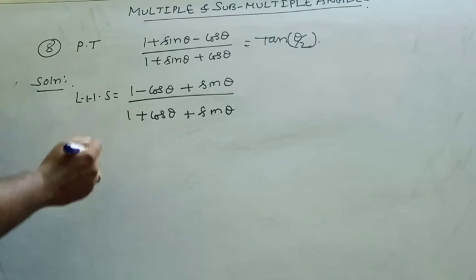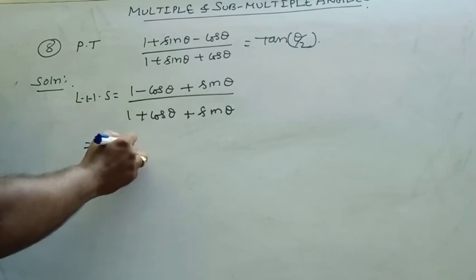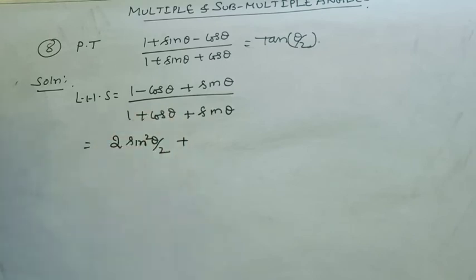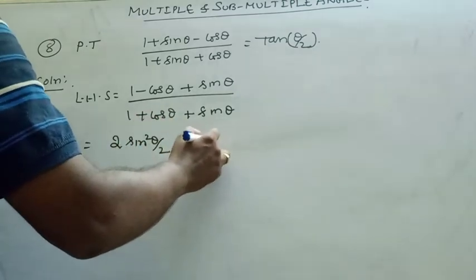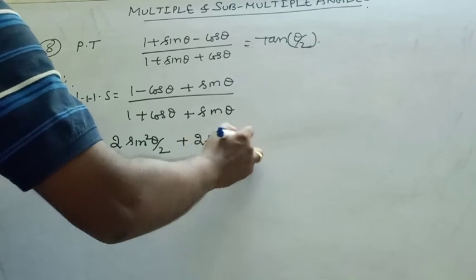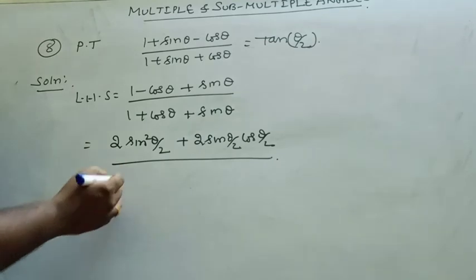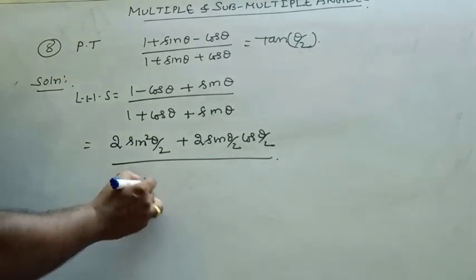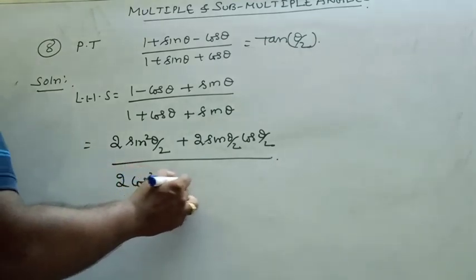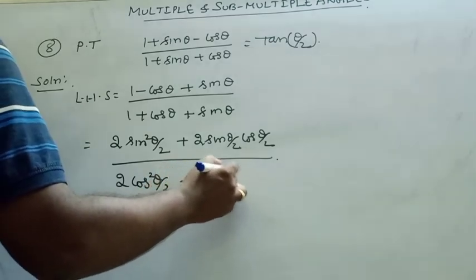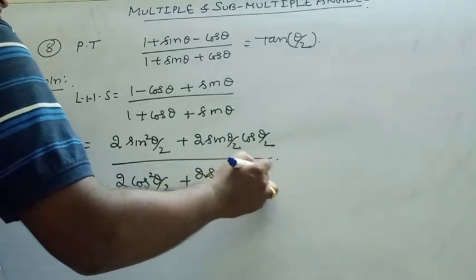Now you know 1 minus cos theta half angle formula, that is 2 sin square theta by 2, plus sin theta half angle formula, what we are having is 2 sin theta by 2 cos theta by 2. Whole thing divided by 1 plus cos theta half angle formula, which is 2 cos square theta by 2, plus sin theta. Sin theta is nothing but 2 sin theta by 2 cos theta by 2.